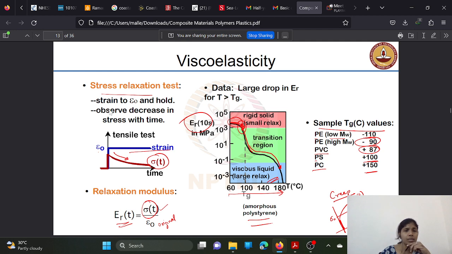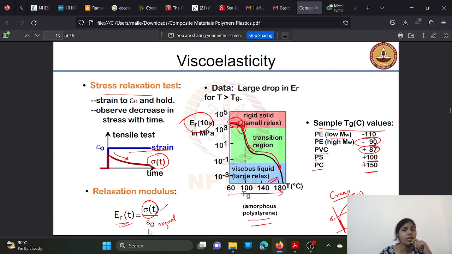That means if you take the tensile stress and maintain the strain constant, there is a decrement in the stress with time. This is known as stress relaxation, and this relaxation modulus is given by the stress divided by the original strain.